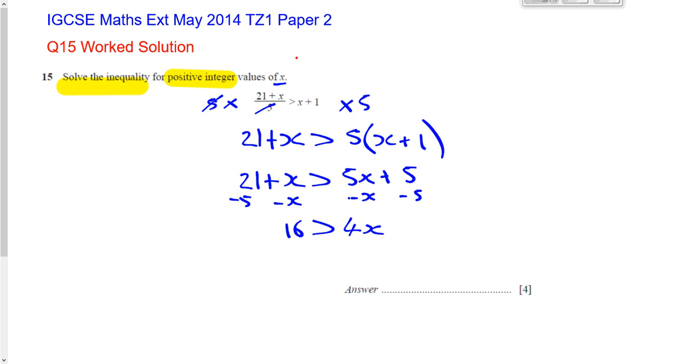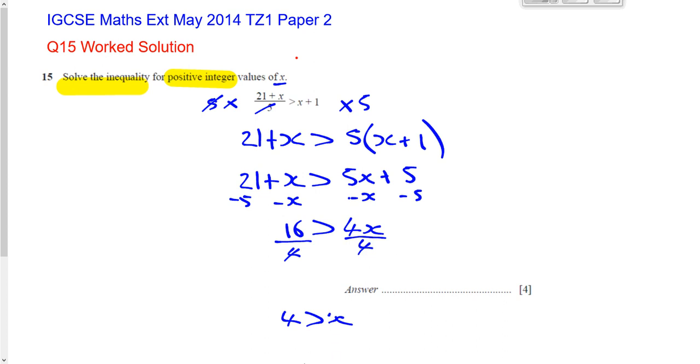All right, now one more step to isolating my x. I'm going to divide by 4, because I only want one x, I don't want 4 of them. If I do that, I need to do that on the other side too. So 16 divided by 4. So we end up with 4 is greater than x, or x is less than 4.